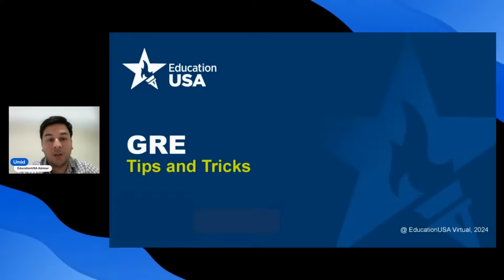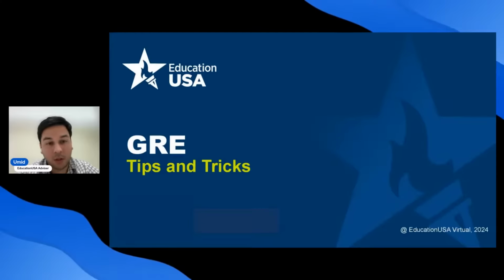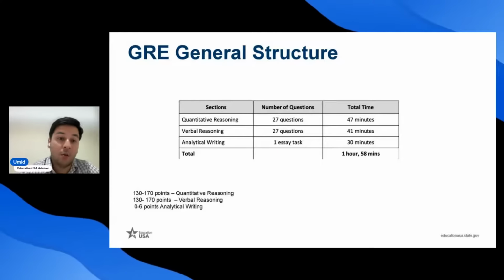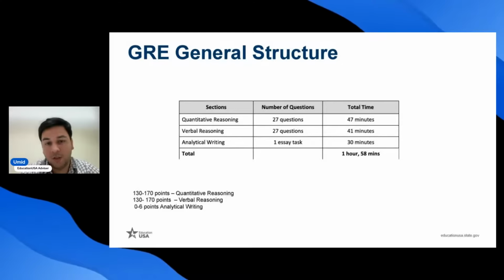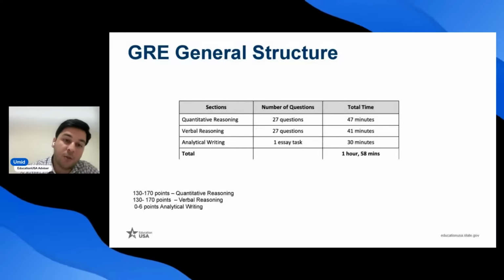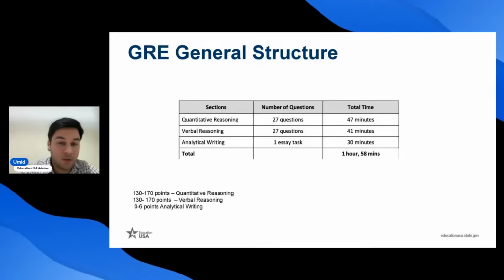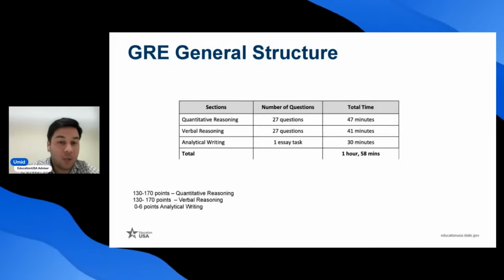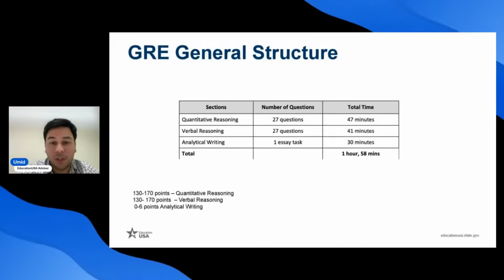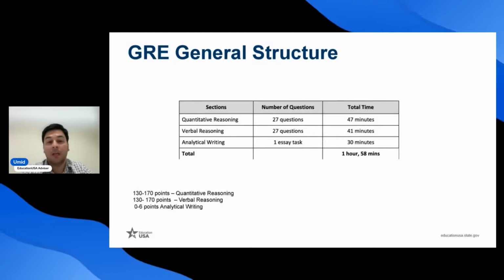Unfortunately, we don't have enough time to talk about all of the tests, so we're going to talk about only the GRE. The GRE general structure consists of quantitative reasoning, with 27 questions in 47 minutes. Verbal reasoning also consists of 27 questions and provides only 41 minutes. Analytical writing is one essay task for 30 minutes. So overall, it's 1 hour 58 minutes.